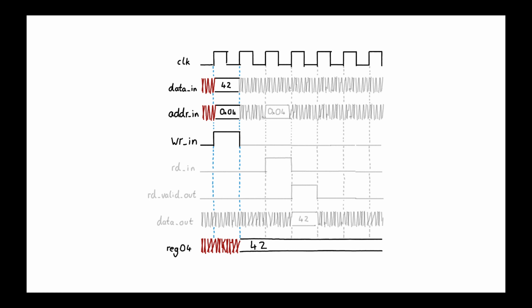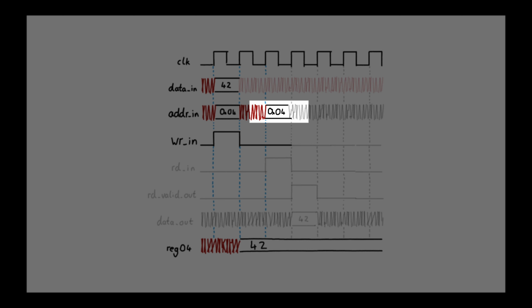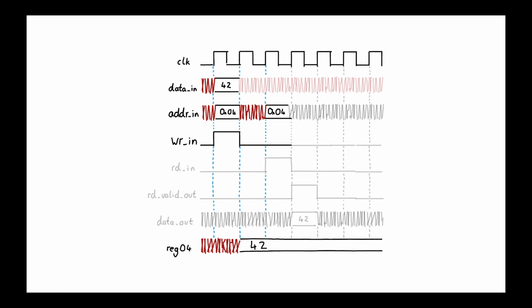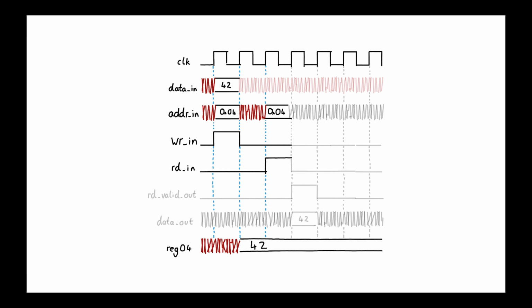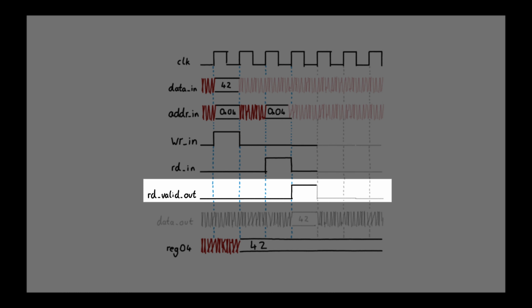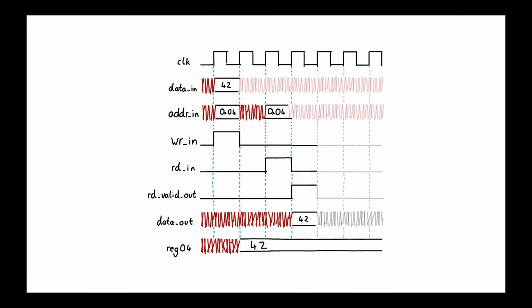Now let's consider reading the value out of this register. To read the value, we again need to set the address input to the register that we want to read. However, this time, instead of the write input being high at the same time as the address, we need the read input to be high. The memory controller will now wait until the RD valid signal is high, indicating that the data out is carrying the correct data.